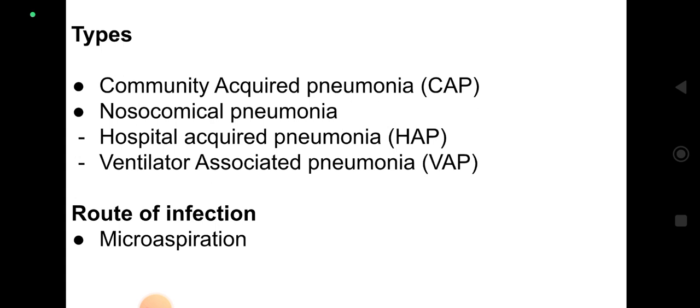Pneumonia is broadly divided into two types, community-acquired pneumonia and nosocomial pneumonia. Nosocomial pneumonia consists of two entities: hospital-acquired pneumonia, which is pneumonia developed 48 hours after hospital admission, or ventilator-associated pneumonia, which is pneumonia diagnosed 48 hours or more after endotracheal intubation and ventilator support. The most common route of infection is microaspiration of oropharyngeal secretions colonized with pathogenic microorganisms.